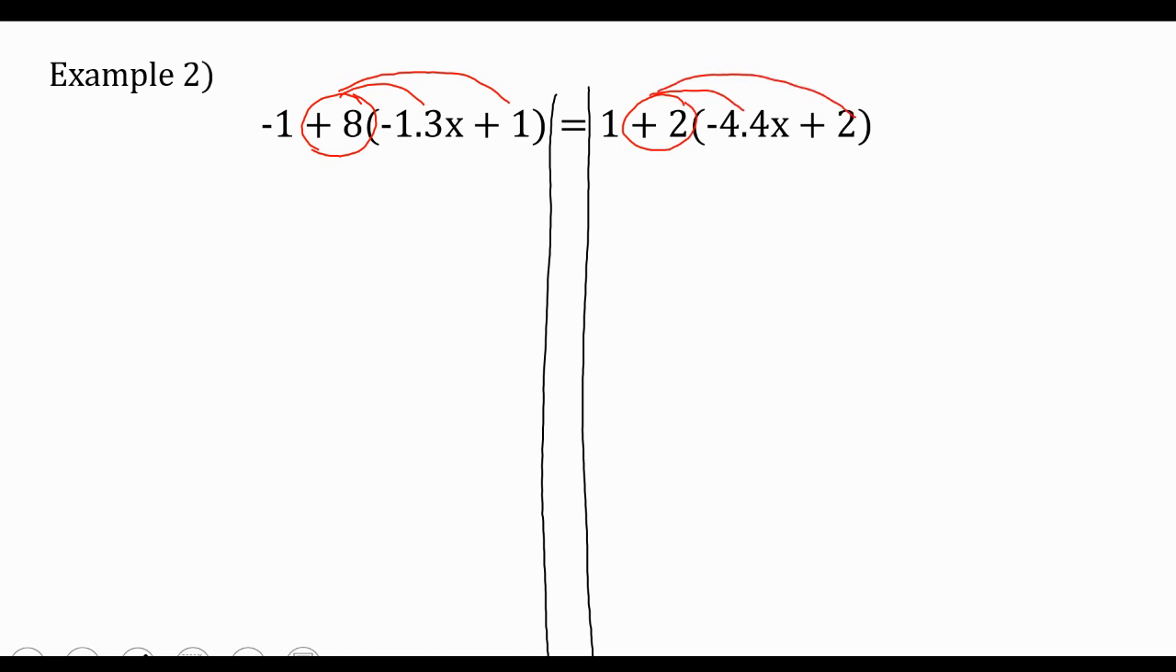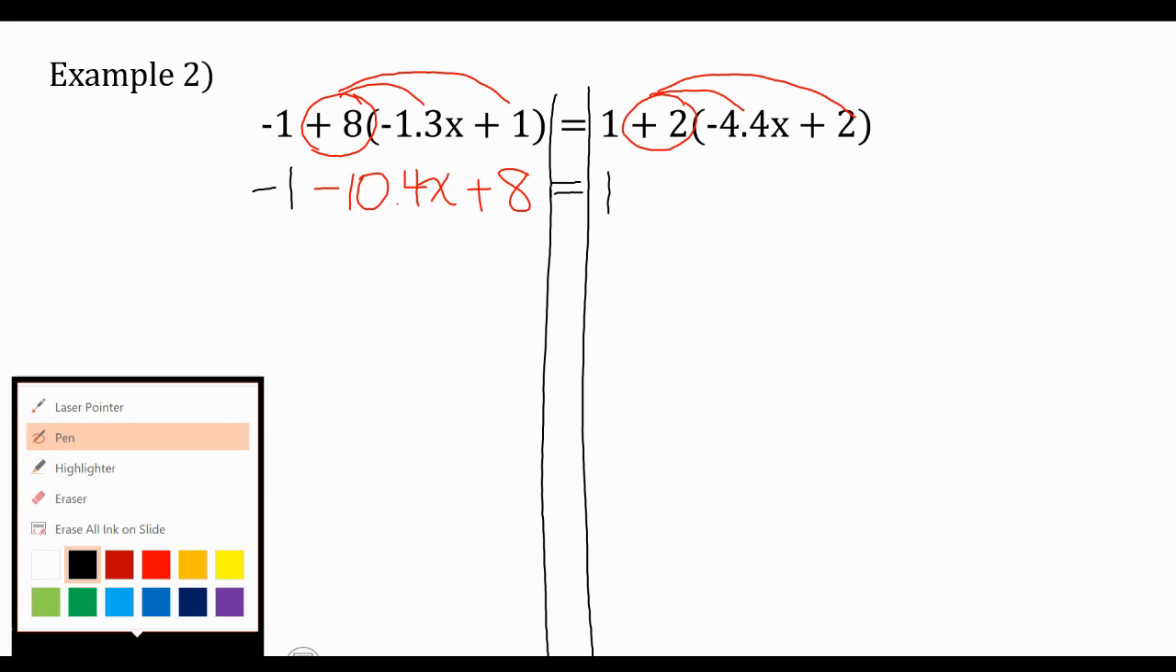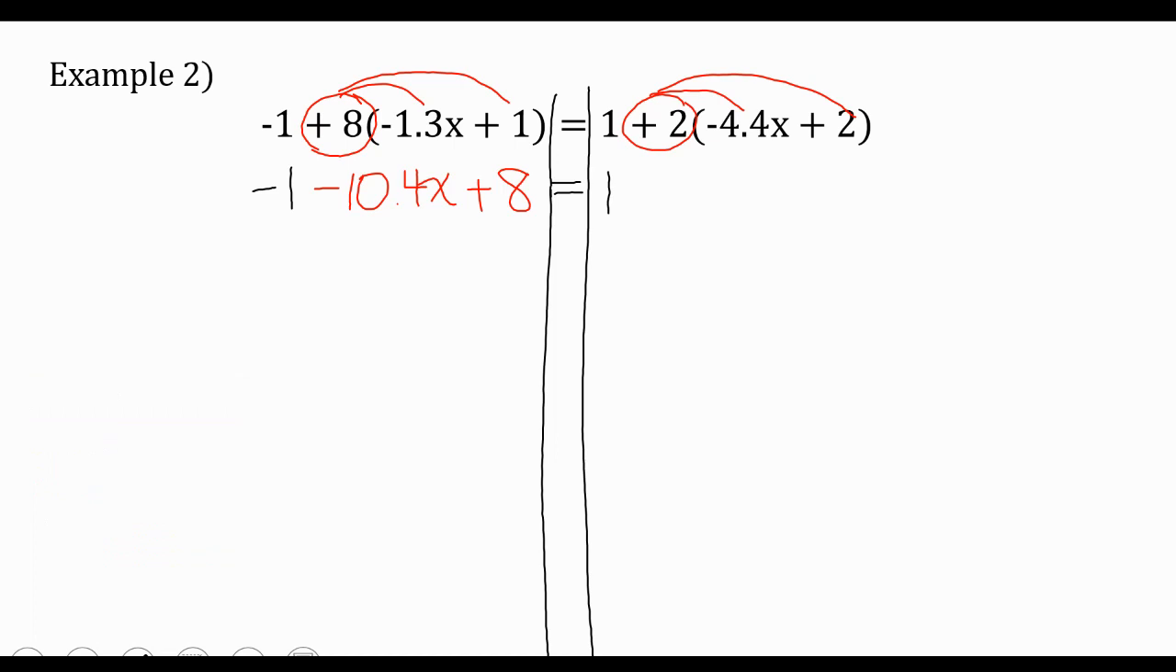Okay, so 8 times -1.3 is -10.4. And don't forget the x. Then 8 times 1 is just 8, because anything times 1 is itself. And I'm going to bring down that -1 in front. Don't forget that. Okay, I'm also going to bring down this 1 right here, and then I'm going to distribute. So we have +2 times -4.4 gives us a -8.8x. And then 2 times 2, they're both positive, so that's going to give us a +4.